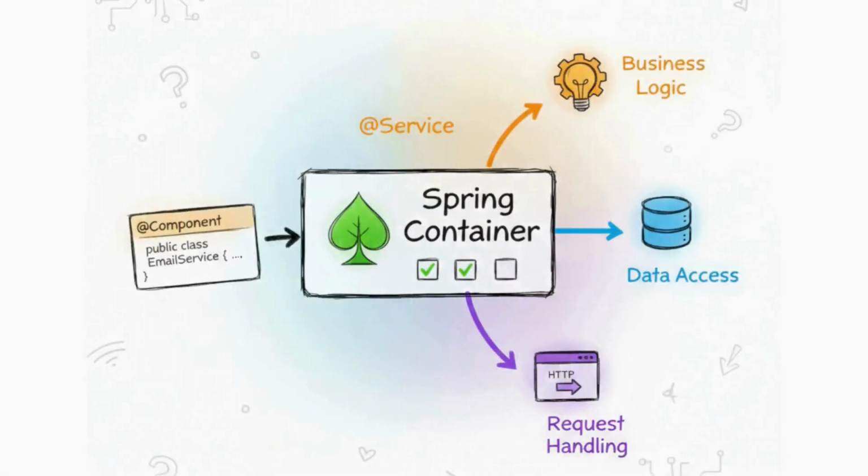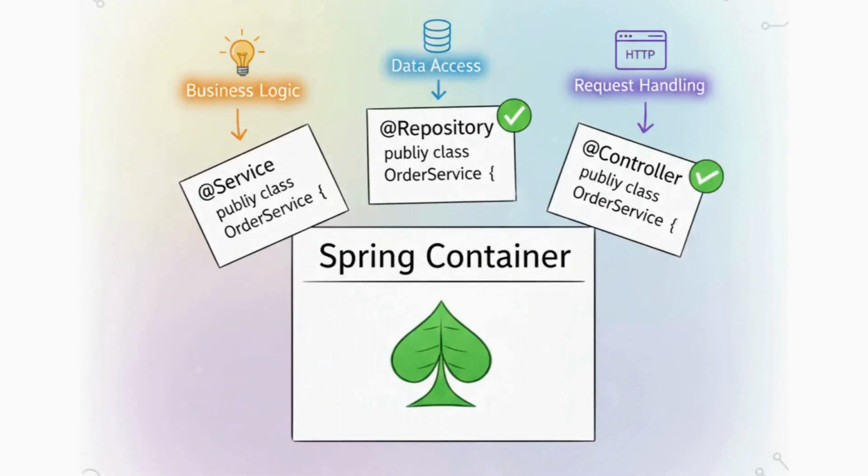@Service, @Repository, @Controller. Spring doesn't just manage objects, it understands their roles. That's why @Component has specializations. @Service represents the business logic, @Repository represents the data access, and @Controller represents request handling. Technically, this works like @Component. Conceptually, they make your application self-documenting.